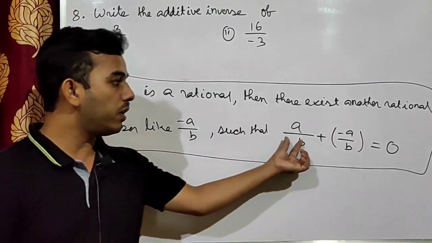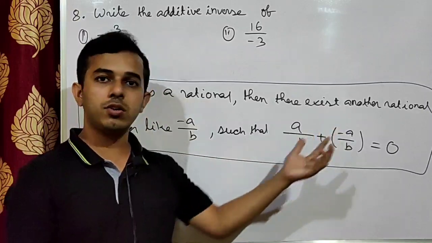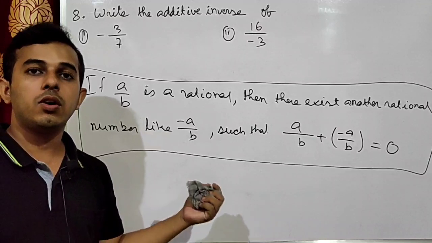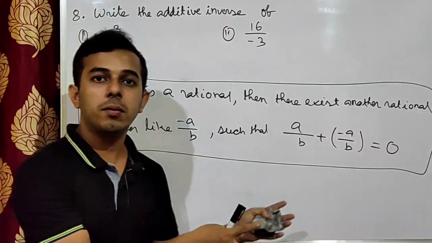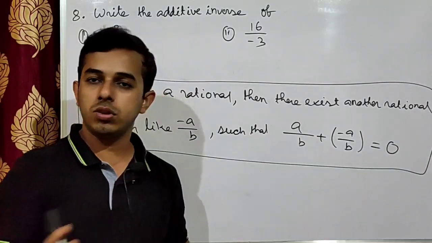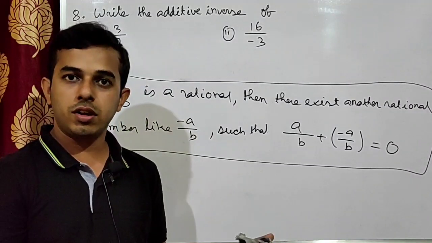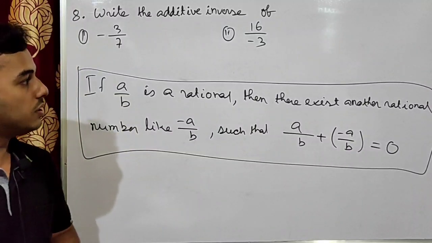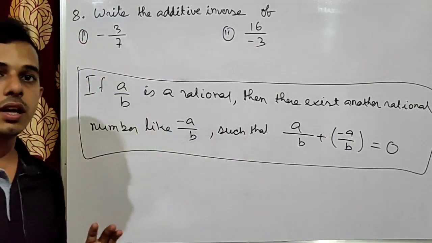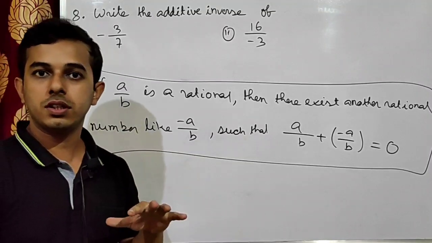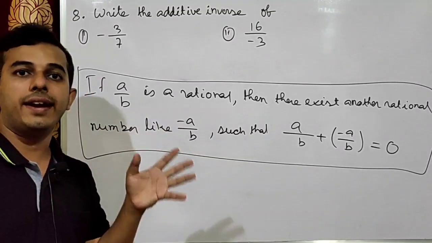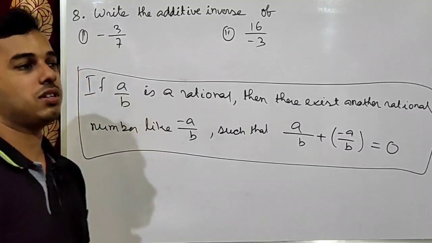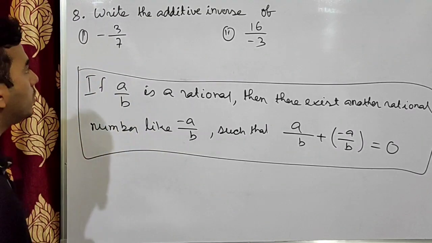Look here, a by b, for example, is a rational number. It also has another rational number which is minus a by b. Now if we add both of them, it will be 0. Now if we add heat with cold, our result will be what? 0, right? Very good. So this is called additive inverse. Inverse means what? Opposite. And additive means add. Okay. Now here our first question is what?